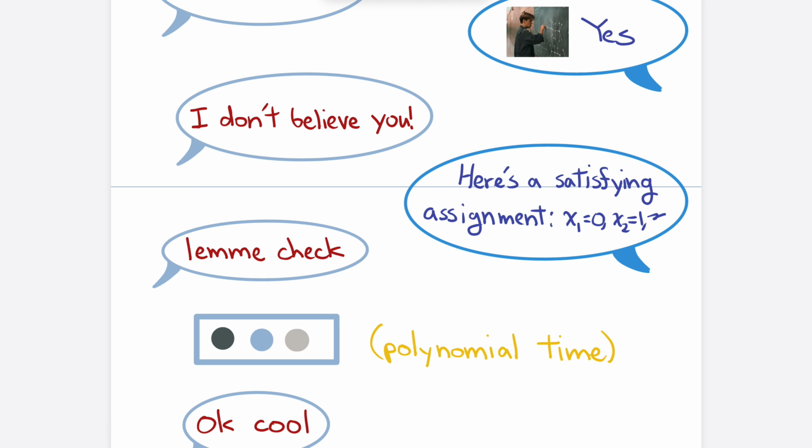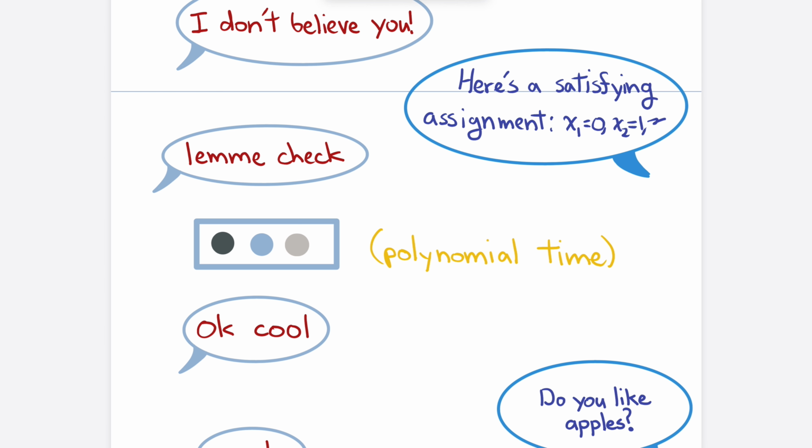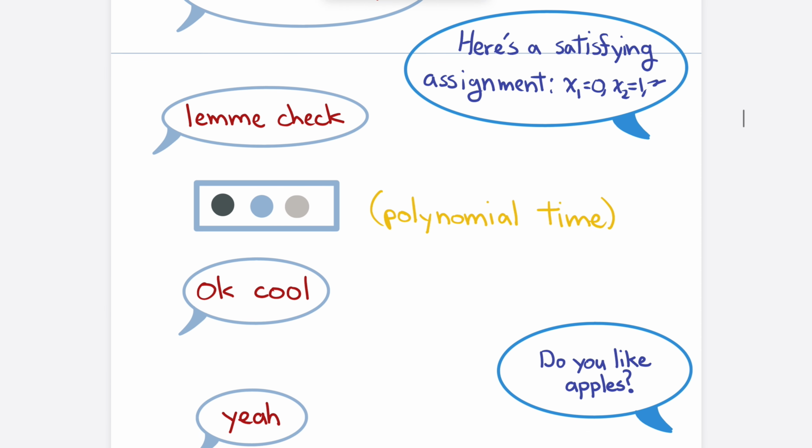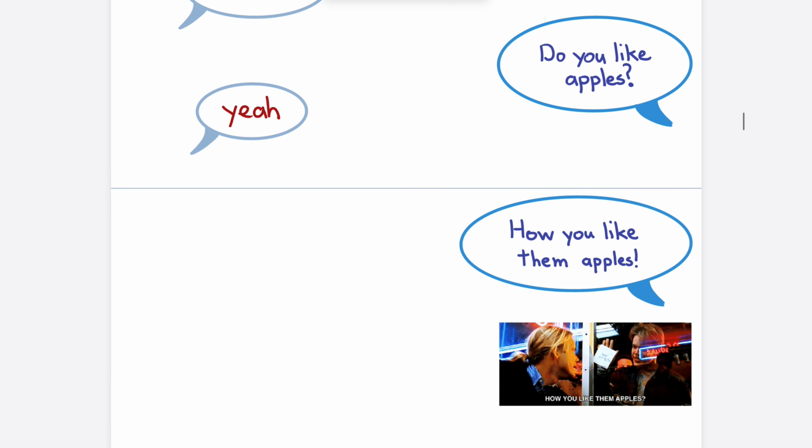I wouldn't mind. Yeah, well, he first asks, do you like apples? Right? He says, do you like apples? And then Chucky says, yeah. And then he says, how you like them apples? Yeah, so this is a very important part of Will Hunting. Okay. All right, so that would be kind of one of these transactions. Okay, so that was one weekend.